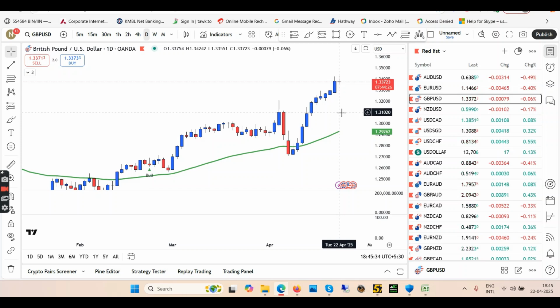So this is how I plan my trading, because I don't want to be worried about looking into the hourly chart, 30-minute chart. It's just not my thing.